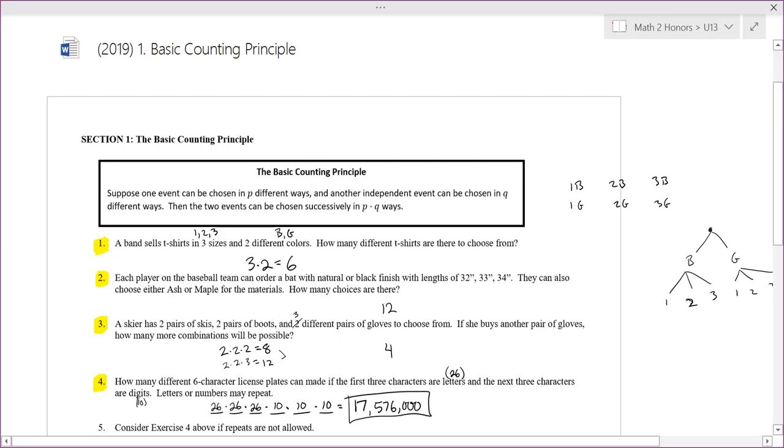I'm going to go over the answers and the problems that I did not address in the notes from section 1 on the basic counting principle.